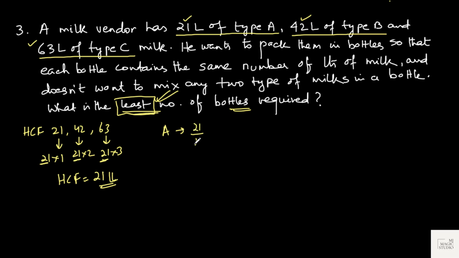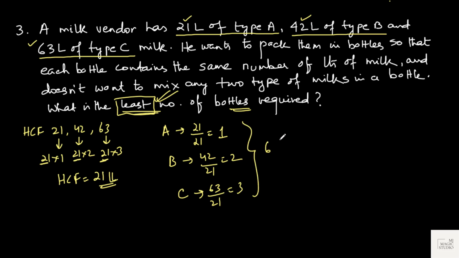So bottles required for type A is 21 by 21, that is 1 bottle. For type B milk we require 42 by 21, that is 2 bottles. And for type C we require 63 by 21, that is 3 bottles. So the total number of bottles required is 6. The word least doesn't mean that we need to look out for LCM always. This is HCF because we are looking out for such a volume, such a number which can divide 21, 42 and 63 without leaving any remainder. We are looking out for the factor, and for the highest common factor to solve this. Answer would be 6 bottles.